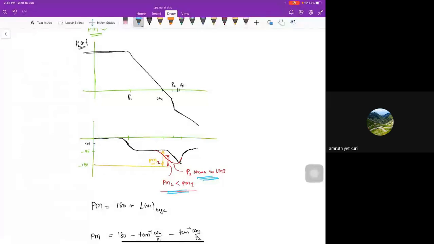For the black curve, the P2 is far away from the UGB. For the red curve, the P2 is near to the UGB. So you can see that the phase margin is less. The phase margin PM2 is less than PM1. So let's derive: what is the phase margin?